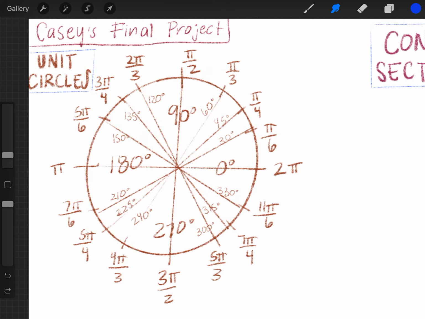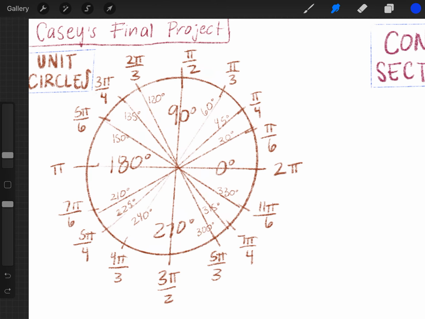So this is where the radians come in and represent these angles in forms of pi, such as pi over 4 or 7 pi over 6. And as you can see, for example, 7 pi over 6 is represented by the angle of 210 degrees.